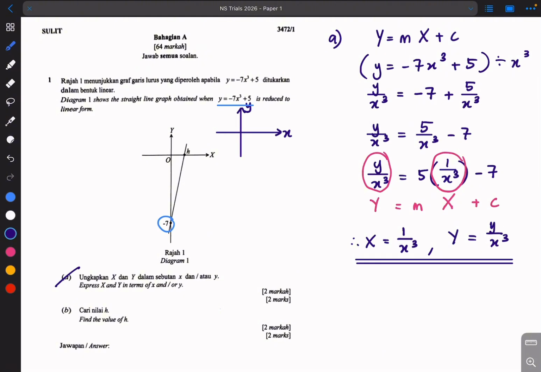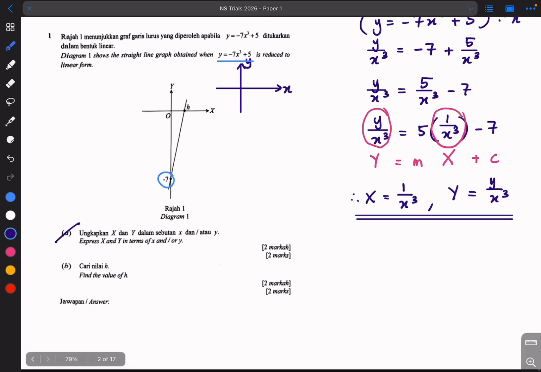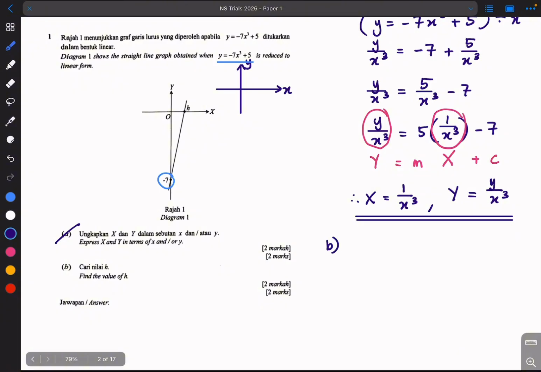Done. So if we convert the axis into 1 over x cube and y over x cube, we will get a straight line. That is basically what linearizing is all about. Alright, let's look at B. So B, they want us to find the value of h. Here, h is right here.